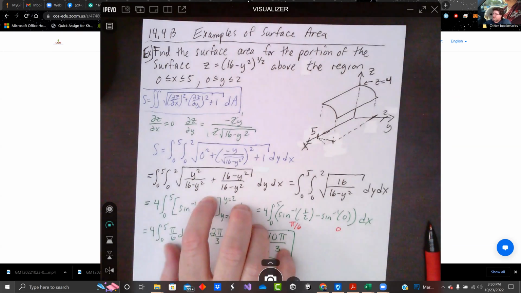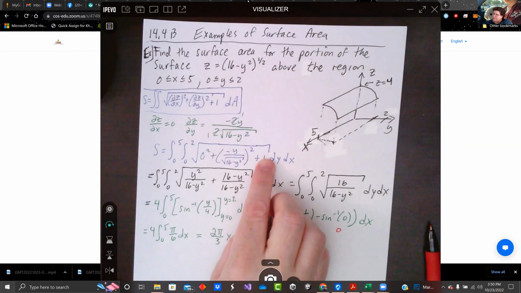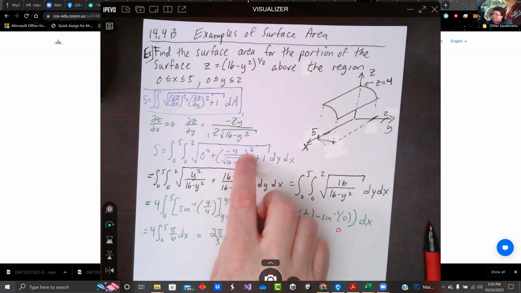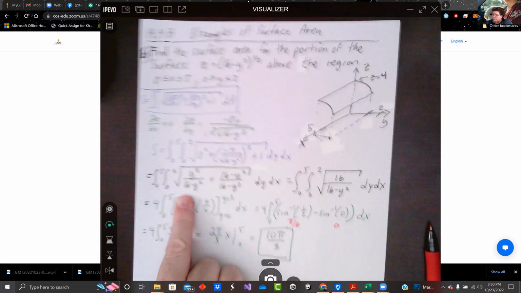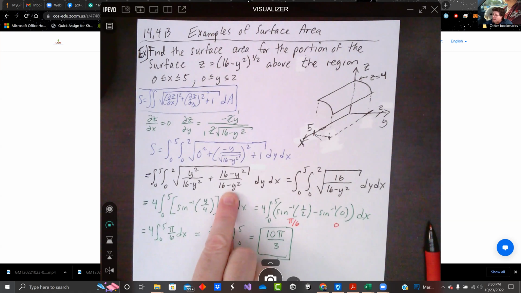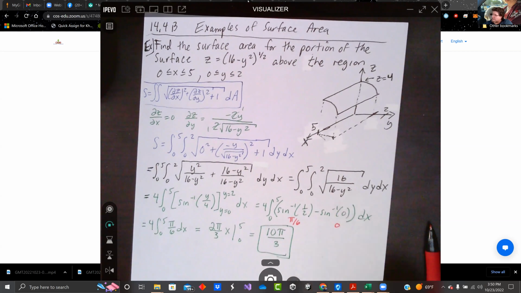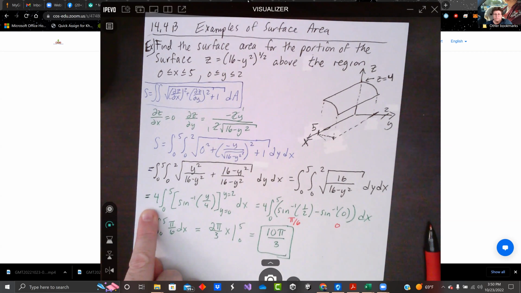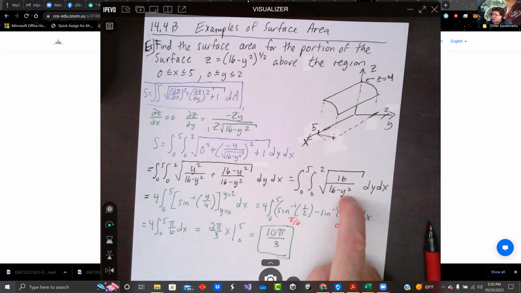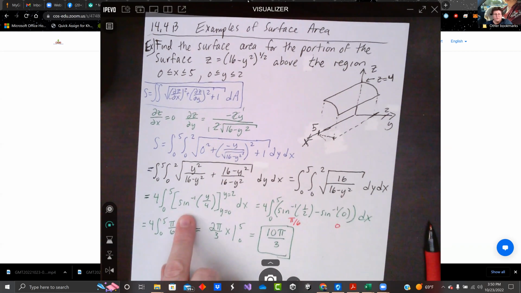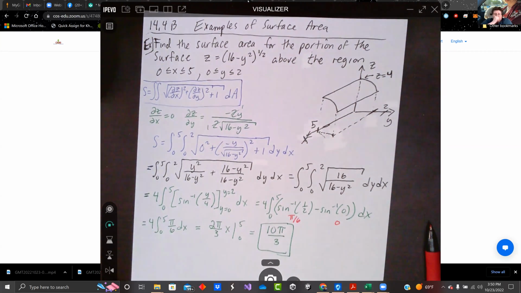What I did here is I got this 1. I wanted to get a common denominator because this is just going to turn into y squared over 16 minus y squared. So I got a common denominator. And we see we get 16 over the square root of 16 minus y squared. I pull out the square root of 16 on top. That gives me a 4. And so when we integrate 1 over the square root of 16 minus y squared, this was the sine inverse formula. I don't expect you to remember it, but it'd be good if you did.